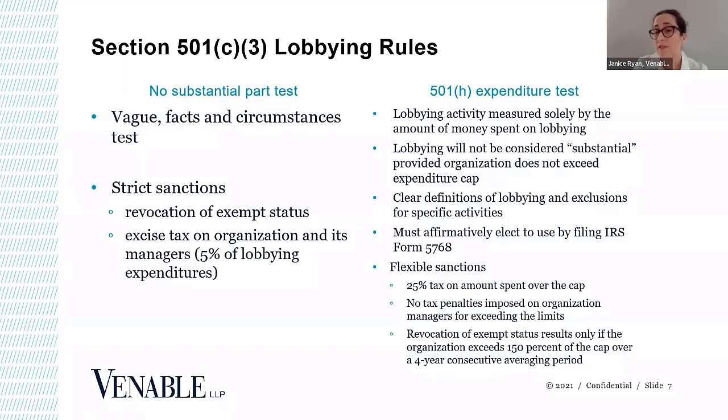There are very clear definitions of what is and is not lobbying for specific activities. And should the organization exceed the caps in any particular year, there are actually very flexible sanctions. The sanctions are a 25% tax on the amount spent over the cap in a year. There are no tax penalties imposed on the organization's managers for exceeding the limits. And revocation of exempt status results only if the organization exceeds a certain amount of expenditures over a 4-year consecutive averaging period.